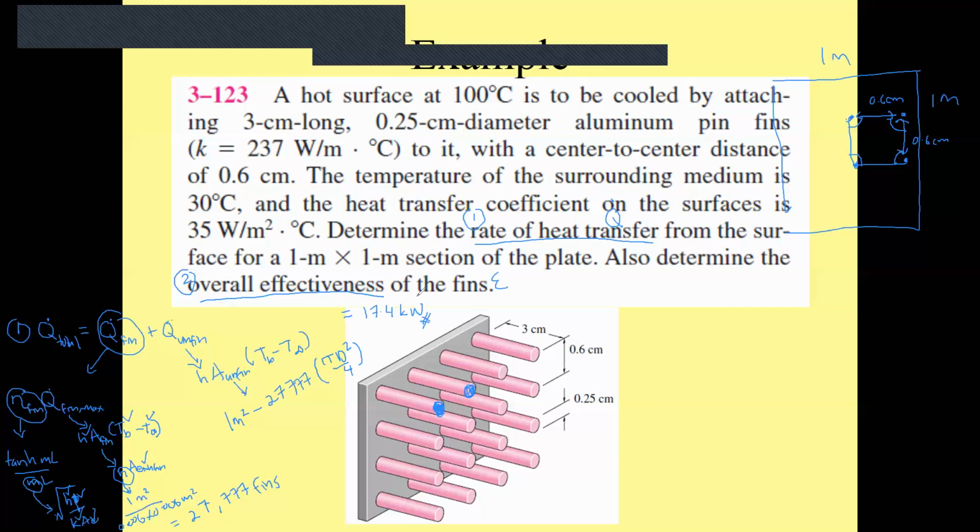All right, so this is number one. So number two is the effectiveness. This is given by Q fin divided by Q no fin. So the Q fin you must use here is the total, right?